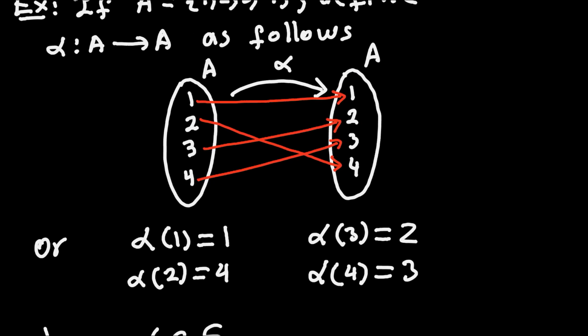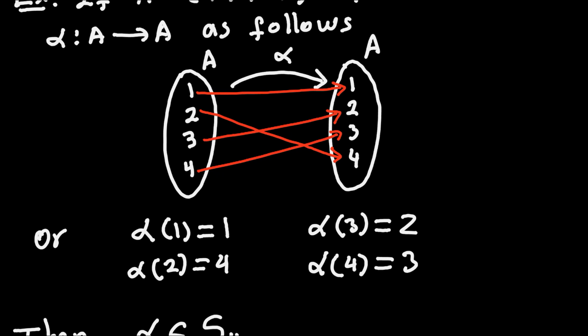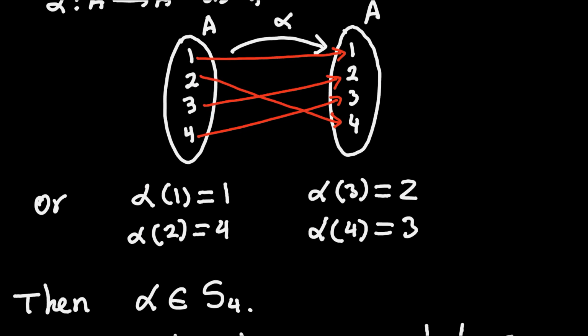Now, if you want to write that down in a more specific way, you just say alpha of 1 is 1, so 1 goes to 1. 2 goes to 4, so alpha of 2 is 4. And so on. Alpha of 3 will be 2, and alpha of 4 will be 3. So this is another way to define the function, this one or this one. Of course, this only works if the set A is small enough.